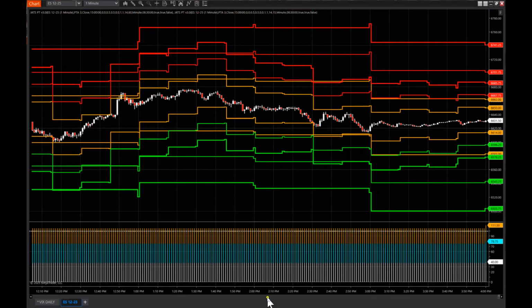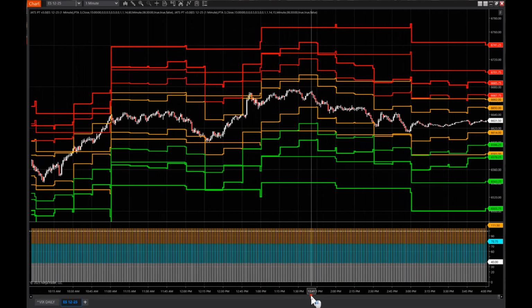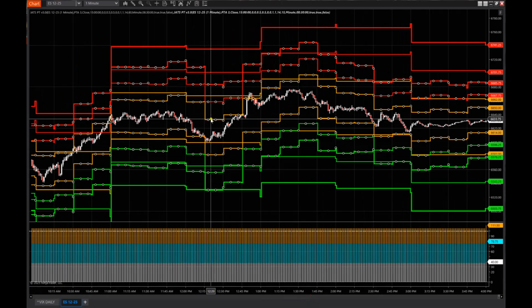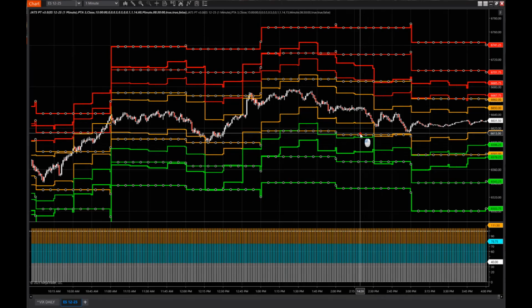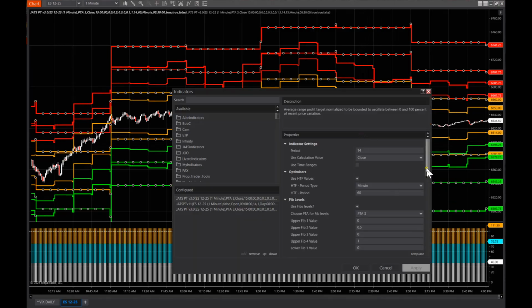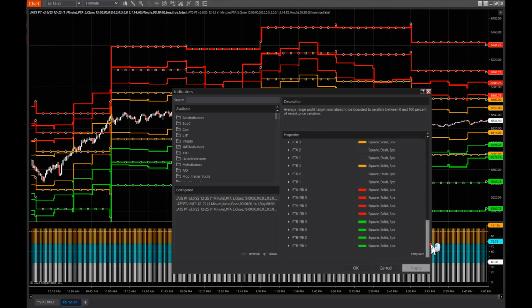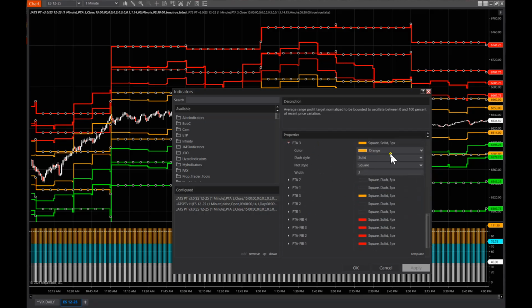Now you don't know which one is the 60 minute and which one is the 15, but you can tell that the 15 is the lower one and the 60 is the upper one. I should have changed the colors on it. In fact, we can do that right now so that you can see it. So I'll make the 60 minute white so that we can see the difference.